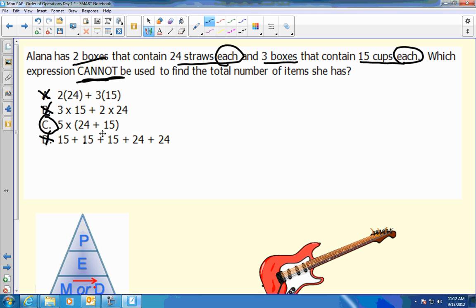Another strategy you could use to solve this is you could actually follow order of operations and figure out what each of these equals. And the one that's different is the one that's wrong.